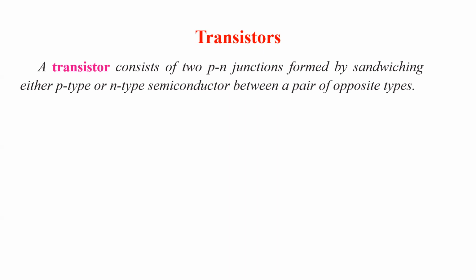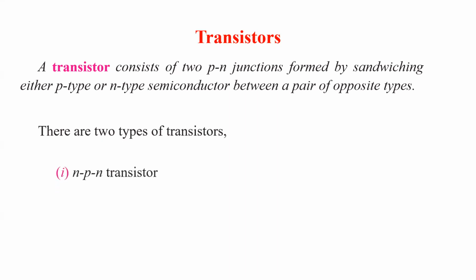Okay, so this transistor was invented in Bell Laboratories long back, and this is one of the very important semiconductor devices having many applications in the field of electronics. So basically there are two types of transistors. One is the NPN transistor, another one is the PNP transistor.